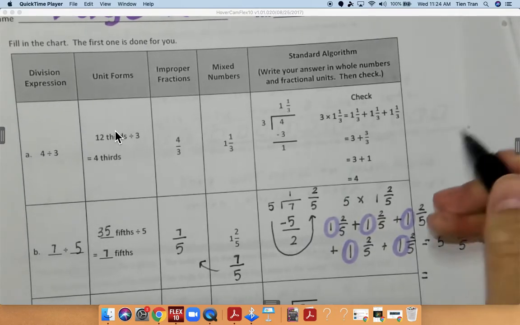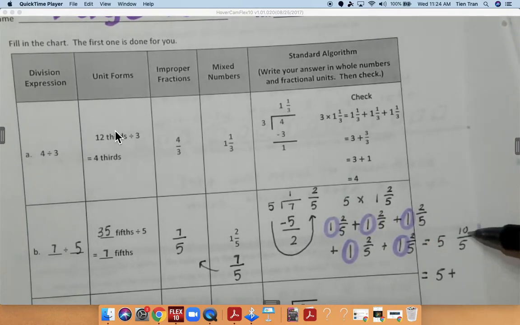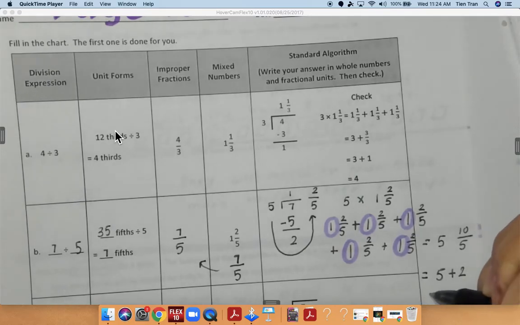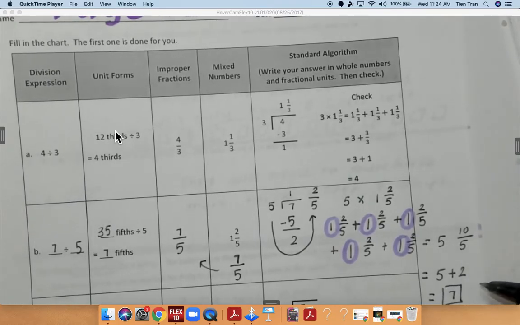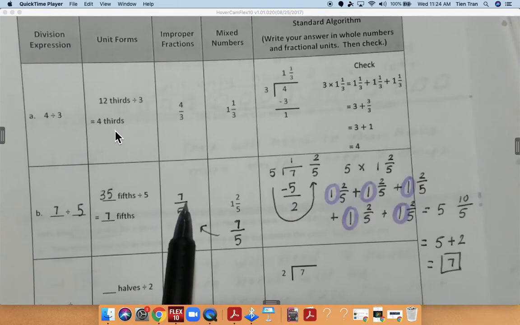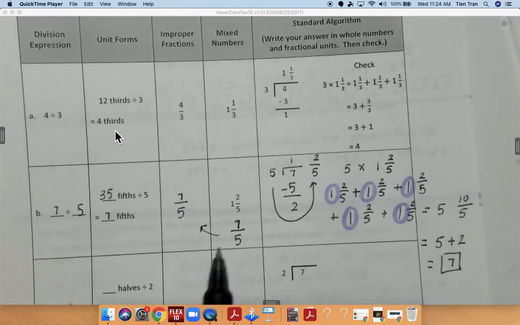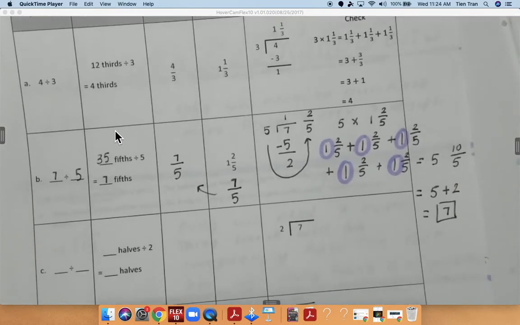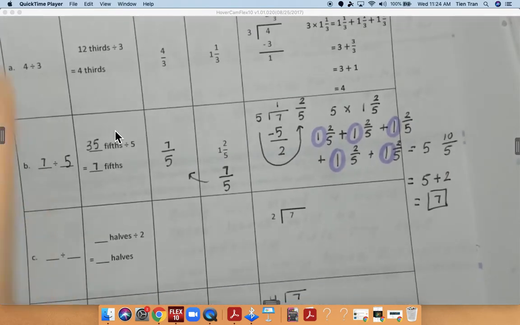So we have 10 divided by 5 is equal to 2. So 5 plus 2 is equal to 7. So my final answer is 7, and that is correct because 7 is the number that we see here, and here, and at the top here too. Now, we're going to move on to letter C.